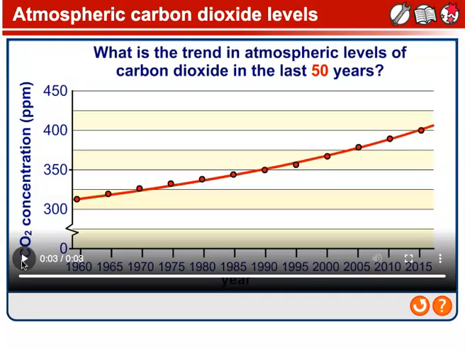This graph shows the trend in atmospheric levels of carbon dioxide in the last 50 years. Notice the gradual upward trend. It's important to recognize that within each year there are seasonal changes in the level of carbon dioxide in the atmosphere. Dips in carbon dioxide levels correspond to spring and summer months, when plants are growing and photosynthesizing more rapidly.